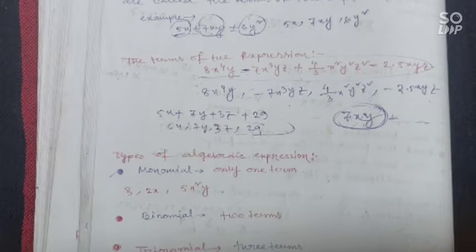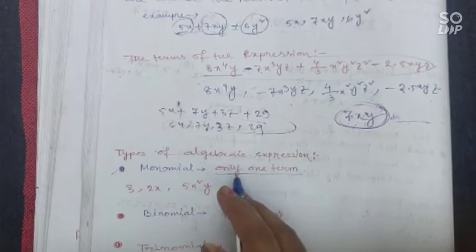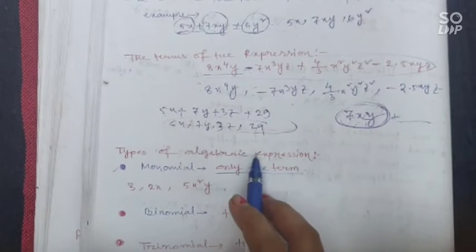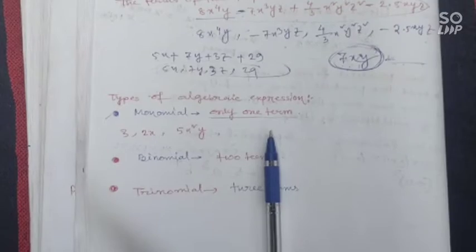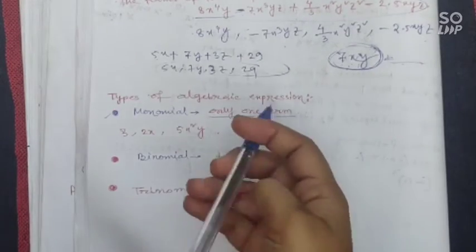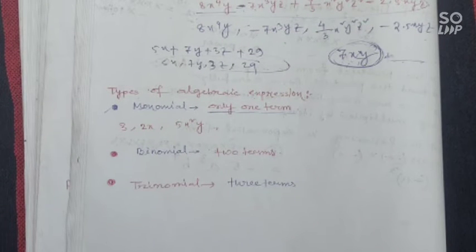An algebraic expression containing only one term is called a monomial. So if in an algebraic expression the number of terms is 1, then that is called a monomial.